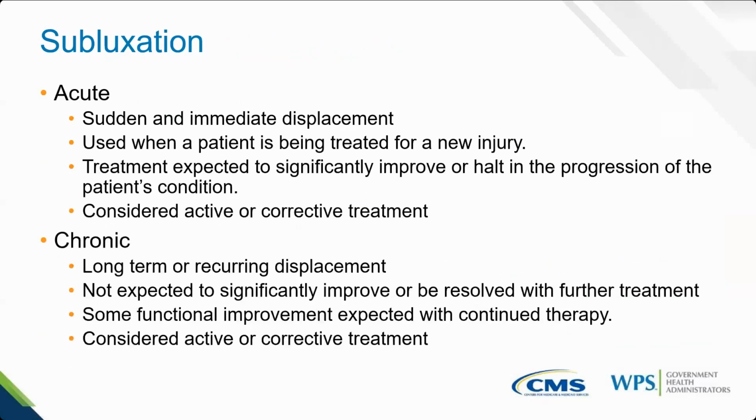There are two types of subluxations we're going to discuss, acute and chronic. Acute subluxation, or sudden and immediate displacement, is used when a patient is being treated for a new injury. With acute subluxation, treatment is expected to significantly improve or halt the progression of the patient's condition, and this is considered active or corrective treatment. With chronic subluxation, or long-term or recurring displacement, the patient's condition is not expected to significantly improve or be resolved with further treatment. However, some functional improvement should be expected with continued therapy. This is also considered active or corrective treatment.